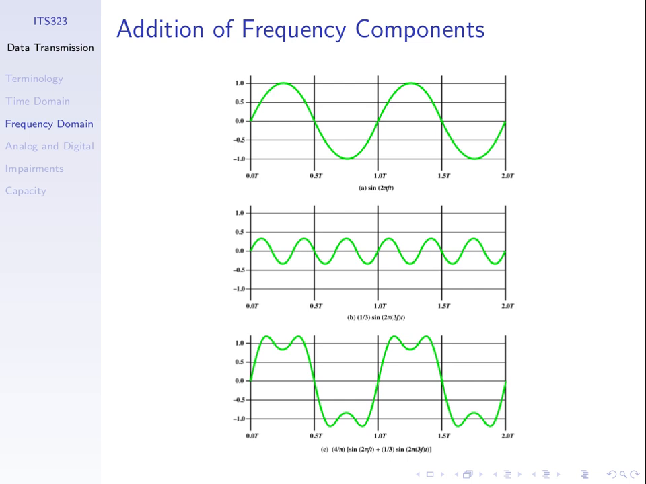We add the two sine waves together, we get this other signal. The frequency of this signal is 100 hertz. It's the same as the top one. The period is the same. You can see graphically the period from here to here, 1 period, is the same in both S1 and the resulting S.